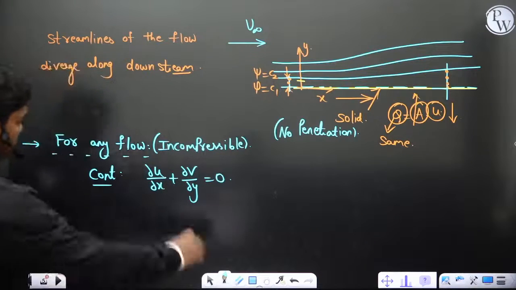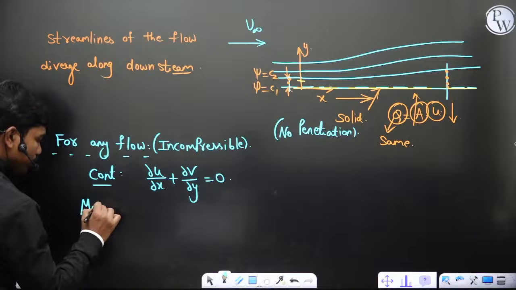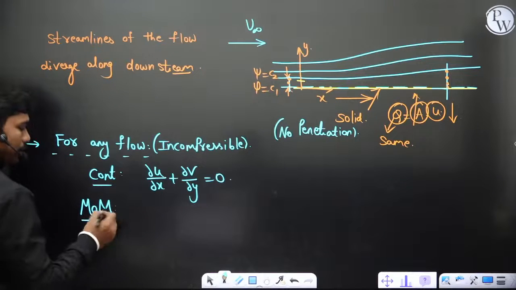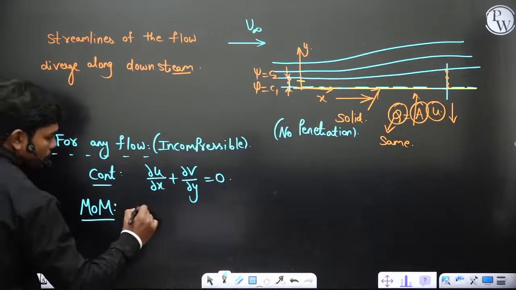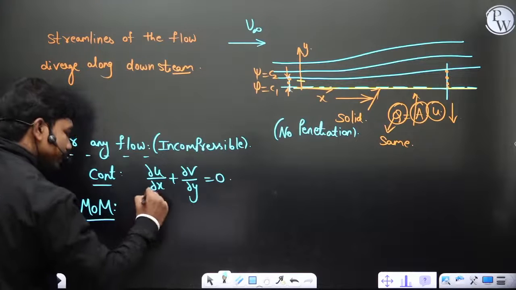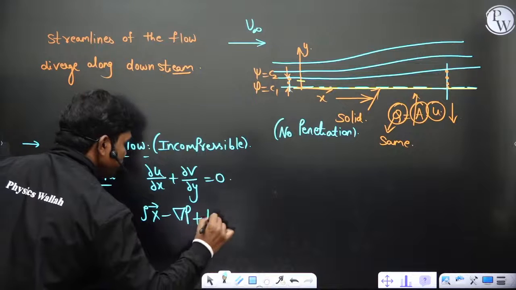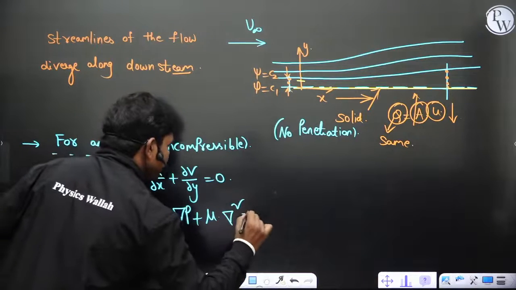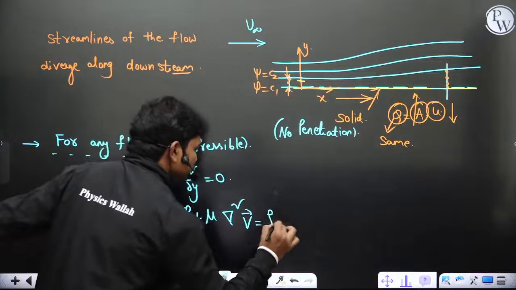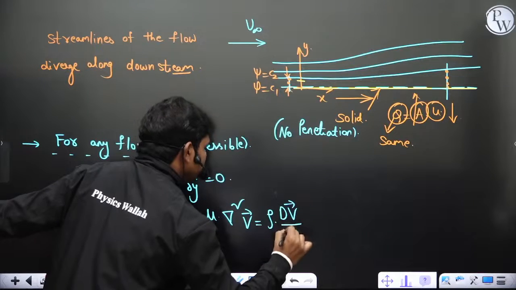Okay. Now see here, this is the momentum equation. That's why I'm writing the momentum equation. So if you see, this momentum equation is rho x bar body force minus pressure gradient plus mu into del square v is equal to rho times dv by dt here.